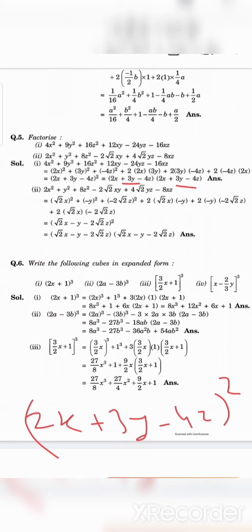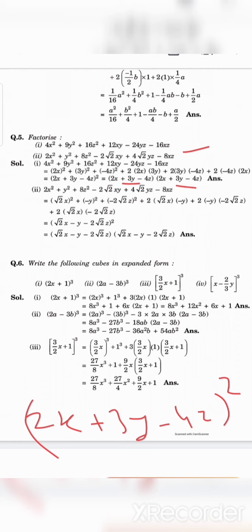Similarly, we use our identity number 5 in the second question. Same process, similarly we do what we did in the first question. First we write our polynomial: 2x square plus y square plus 8z square minus 2 root 2 xy plus 4 root 2 yz minus 8xz. First, using identity number 5 RHS, we make all the terms whole squares and multiply 2 into the terms of a into b, b into c, etc.